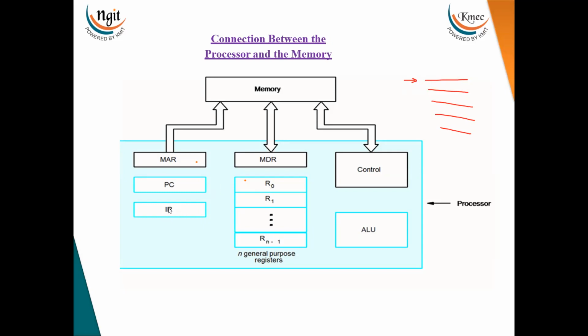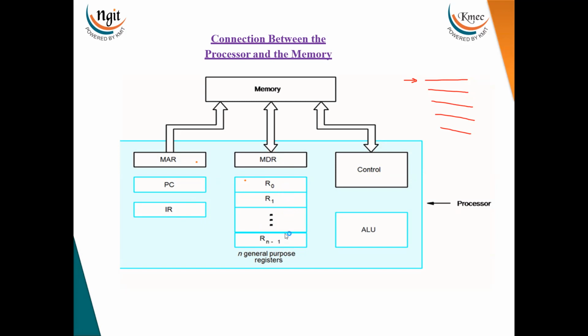So now IR is the instruction register. If you are writing a program, it is nothing but instructions, each having an opcode and an operand. Opcode is the operation which has to be done, and operand is the data on which the operation is supposed to be performed. Whenever it gets the opcode from the memory, that opcode is given to the IR, and operands are directly given to either the general purpose registers or the ALU.